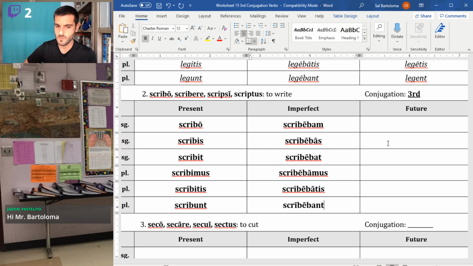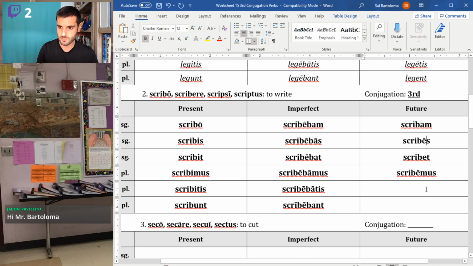And for the future, we're going to have this new pattern, scribam. So again, look at those carefully. Scribebam is my imperfect. Scribam is my future. Scribes, scribet, scribemus. Keeps autocorrecting my long marks. Scribam, scribes, scribet, scribemus, scribetis, and scribent.